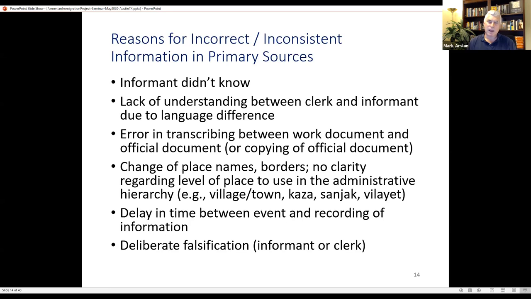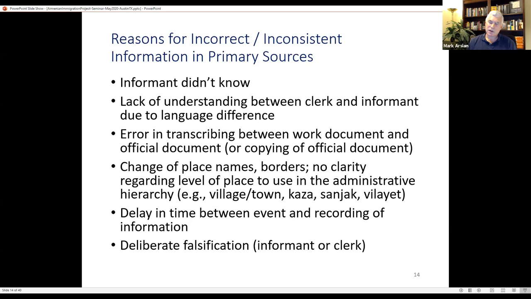Whoever's recording the information may not be able to converse just due to a language difference. A lot of these people that came over spoke very little English. And a lot of the people who were recording the information, the clerks, draft registrars and things like that, probably didn't know how to speak Armenian. So I think a lot of things got lost in translation.